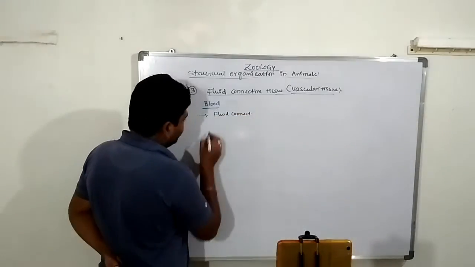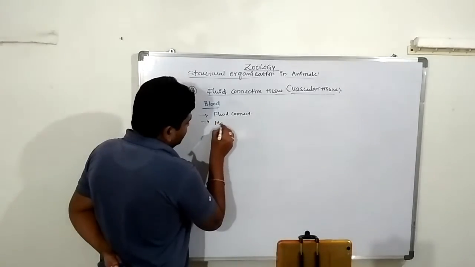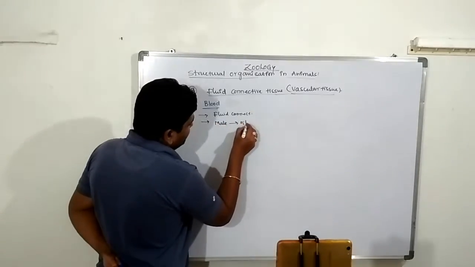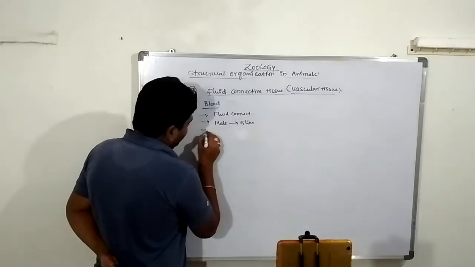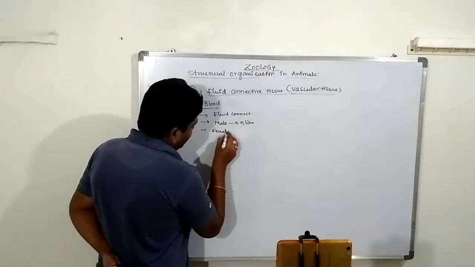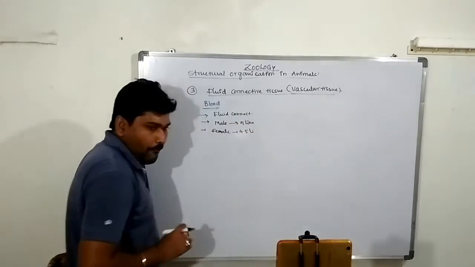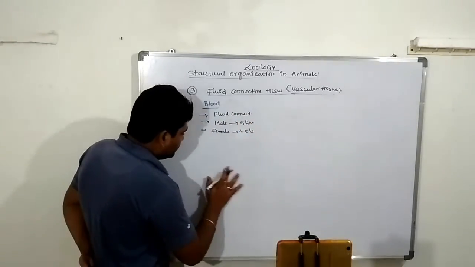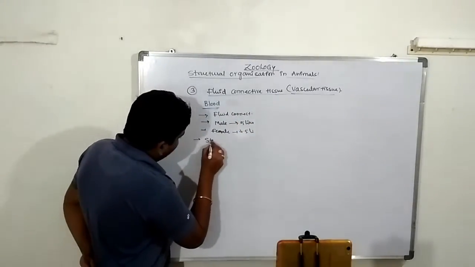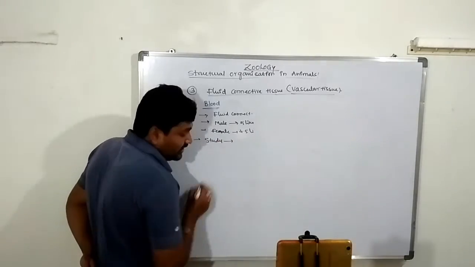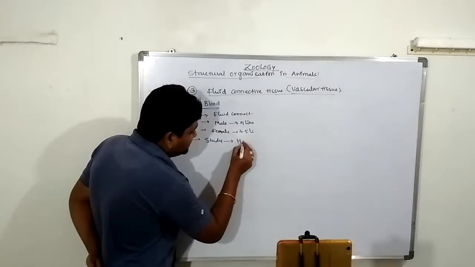Blood is a fluid connective tissue. Males contain about 5 liters of blood in their body, females approximately 4.5 liters. Are you clear? Yes. The study of blood is called hematology.